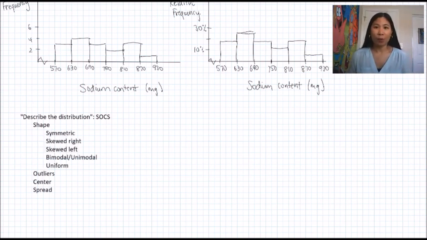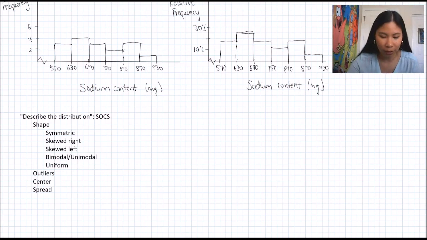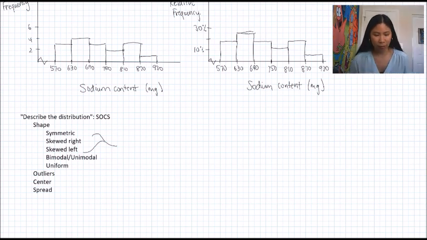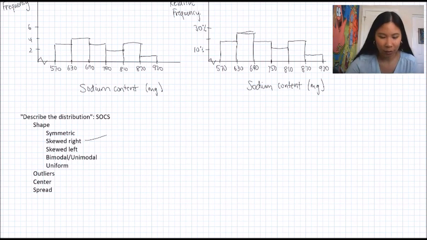You can say that the shape of a graph is symmetric, meaning it's the same on both sides or pretty close to the same on both sides. We still count that as symmetric. Skewed right, remember, is when the tail or the shorter side is on the right. So you're going to see a graph that looks like this. Skewed left is the opposite, so the shorter side is going to be on the left. Oh man, I drew that poorly. Let me do this. So skewed right is like that. Skewed left is like that.